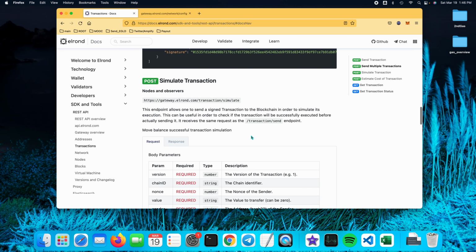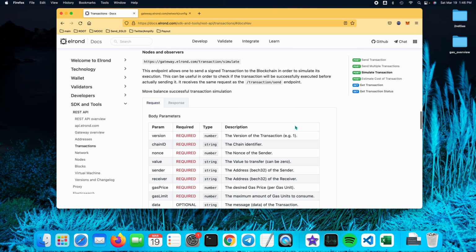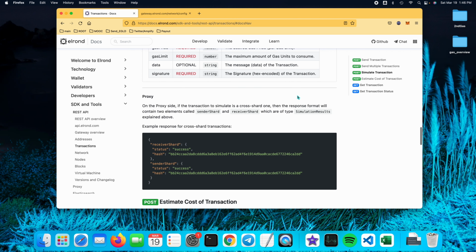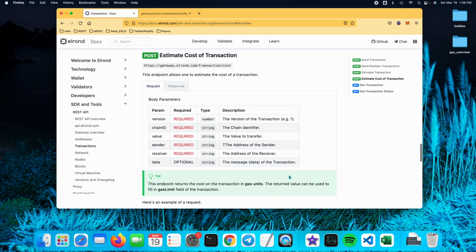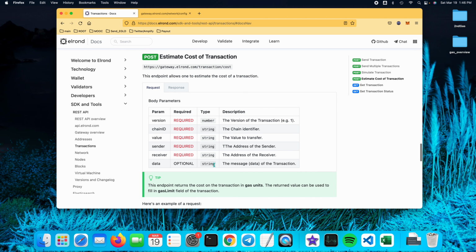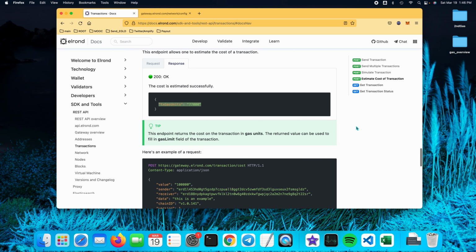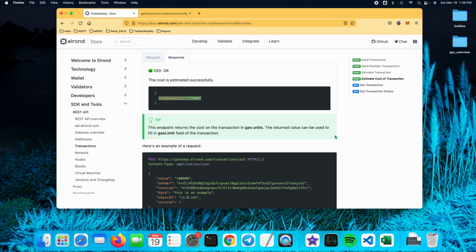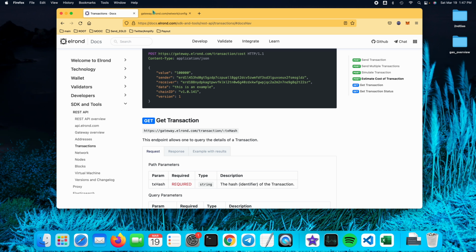Some other REST calls that you may want to look into is the simulate API, and then the estimate cost of transaction. You can throw in some parameters, and it's going to just give you back, hey, this is how much gas you need to provide, and it will be based on how much data you send along with it, not the value that you are sending. So there you go on that.